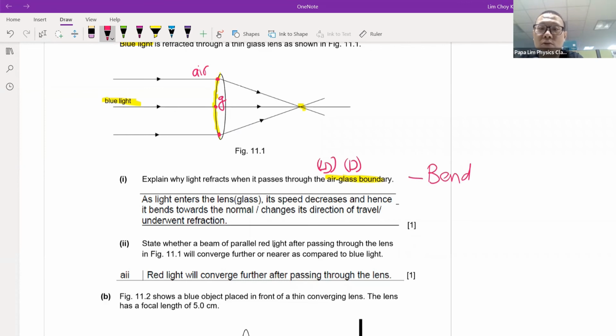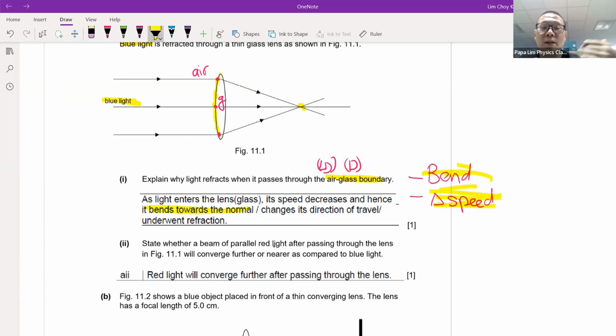And we also tell students to actually talk about the change in speed. Okay, so we always tell the students to include these 2 keywords inside the answer when the question requires them to describe what happened to the refraction. Okay, so same thing, this is what we mean by it bends towards the normal. Because it's traveling from less dense to dense.